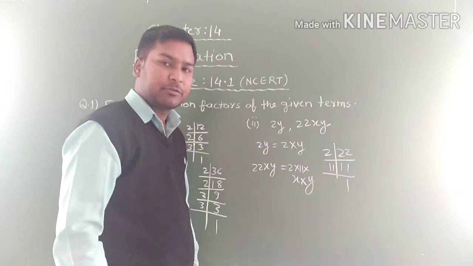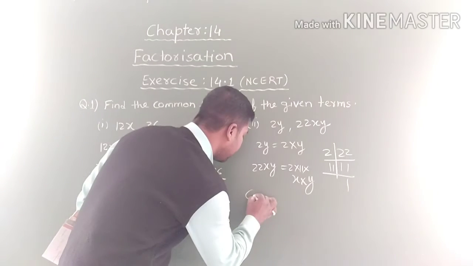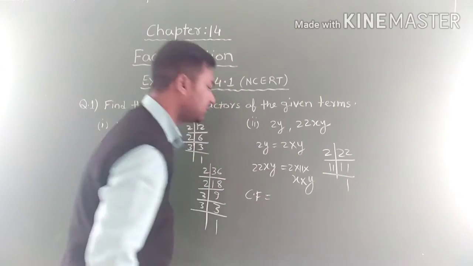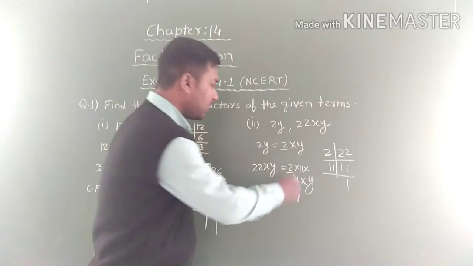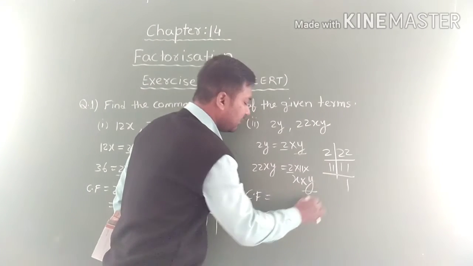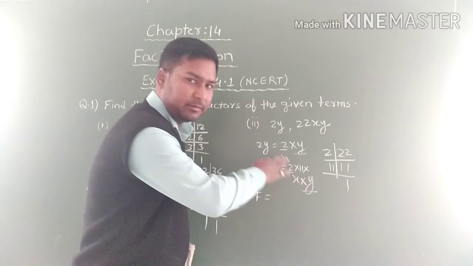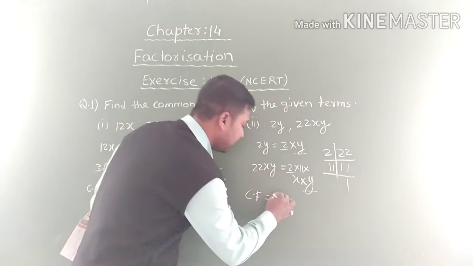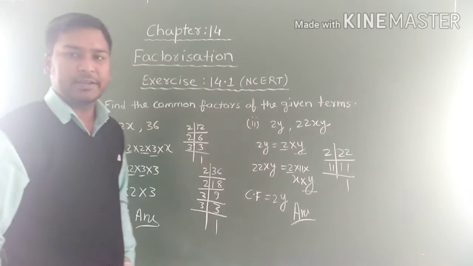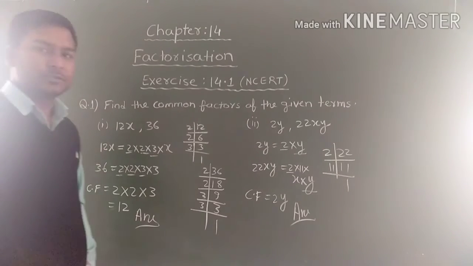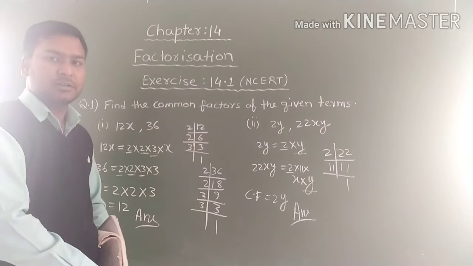Now again we have to find the common factor. So the common factor will be, just check here, 2 and 2, so 2 is common. Now y and y, so 2y is common in both terms. So we can write 2y, and this is the answer. So this is the explanation.